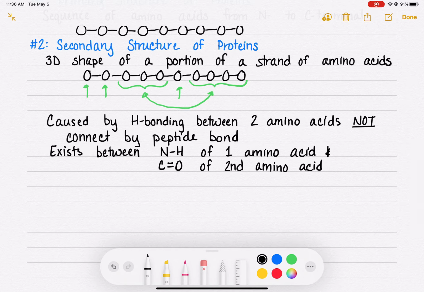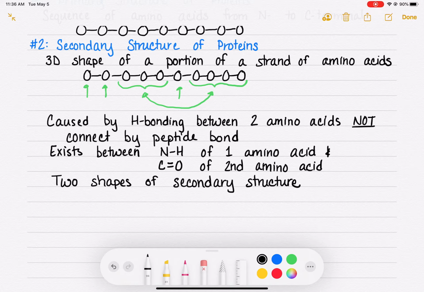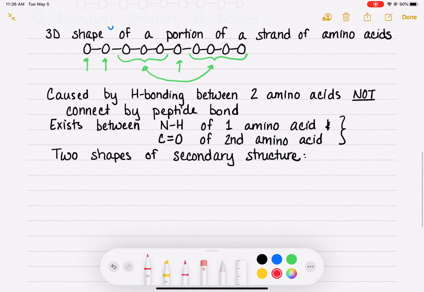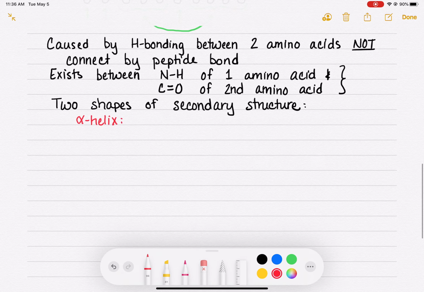When this hydrogen bonding takes place, there are two different shapes that can arise. So there are two shapes of a secondary structure, and the two different shapes depend on how close these two amino acids are to each other when they start bonding together. The two different shapes of the secondary structure are called the alpha helix, that's one shape, and the other shape is called the beta pleated sheet.